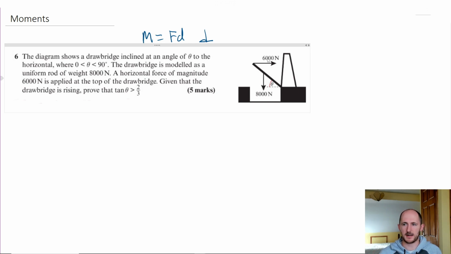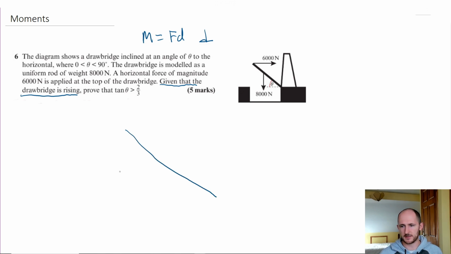A horizontal force of magnitude 6,000 newtons is applied. Given that the drawbridge is rising, so that is a very important part, I'm going to underline it right here. Prove that tan theta is greater than 2/3. So what do I do? Well, remember what my first step is in any mechanics question: draw a diagram.